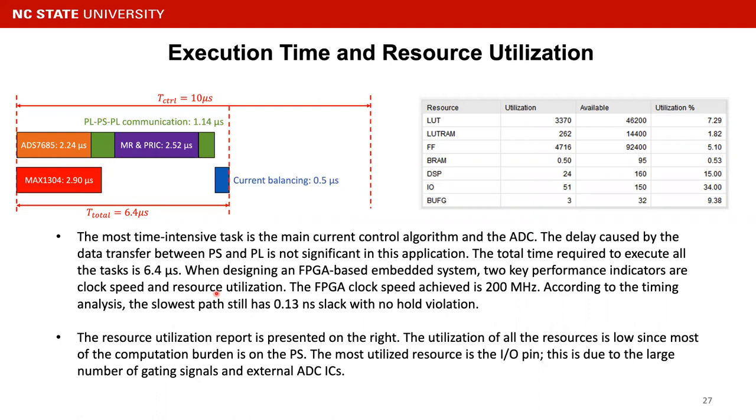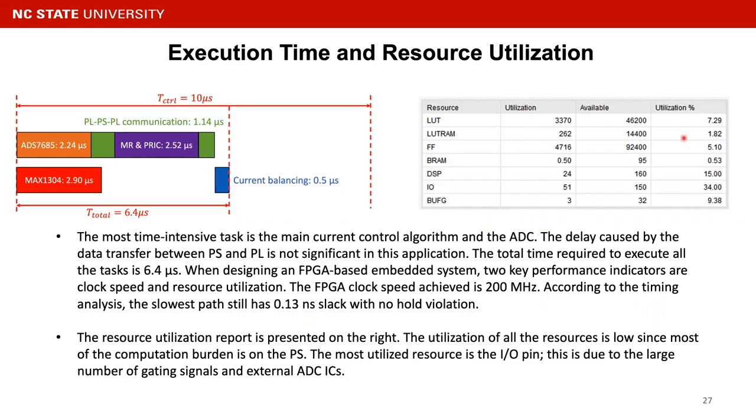When designing an FPGA-based embedded system, 2 key performance indicators are clock speed and resource utilization. The FPGA clock speed achieved here is 200 megahertz. And according to the timing analysis, the slowest path still has 0.13 nanoseconds left with no hold violation.